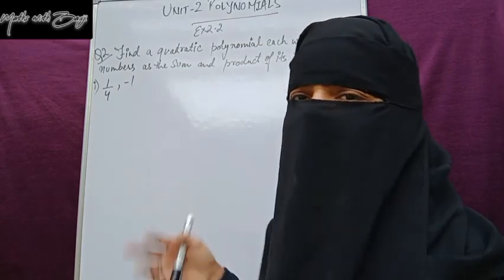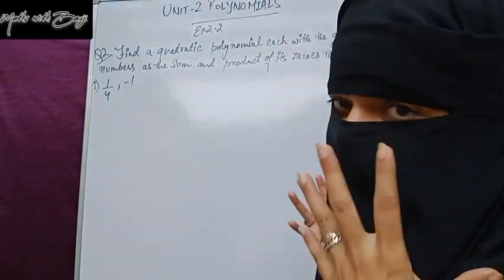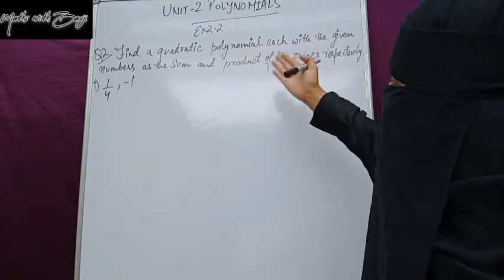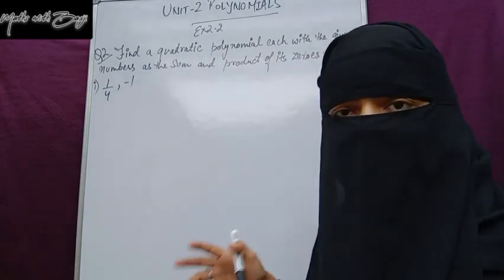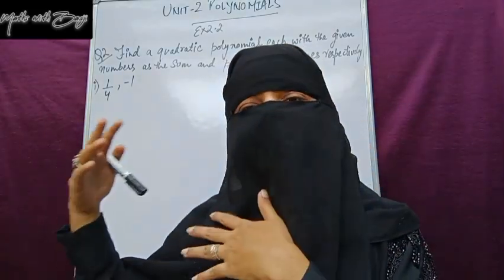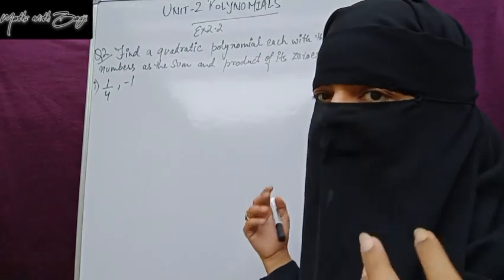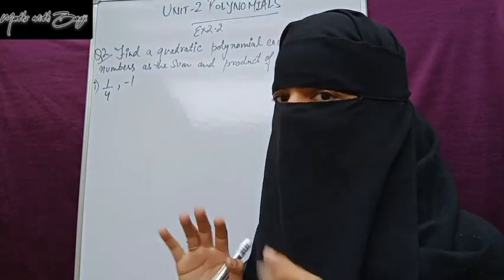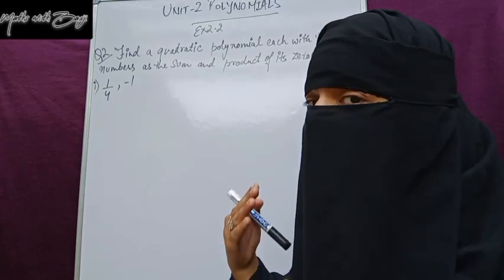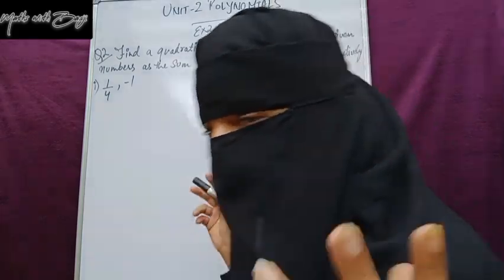And so let's begin with our exercise 2.2 question number 2 part 1. Okay, what the question says? Question says find a quadratic polynomial each with the given numbers as the sum and the product of its zeros respectively. Now in the first part, we found the quadratic polynomials and quadratic equation, then we found its roots, the sum of its zeros and the product of its zeros. We did all that thing. And now here we will be forming our quadratic equation by the given roots. Okay, and so let's get started how to do it.